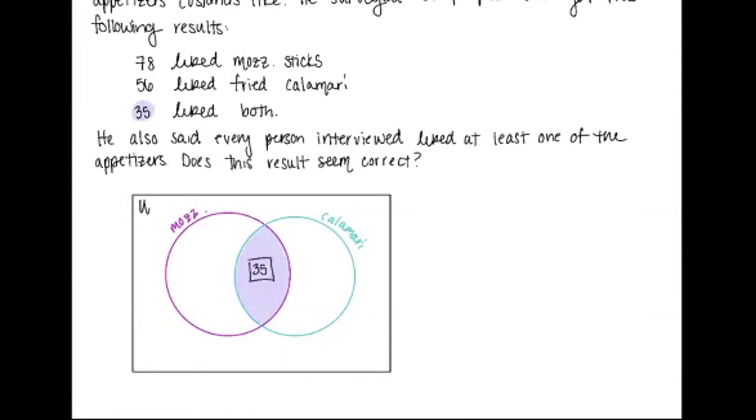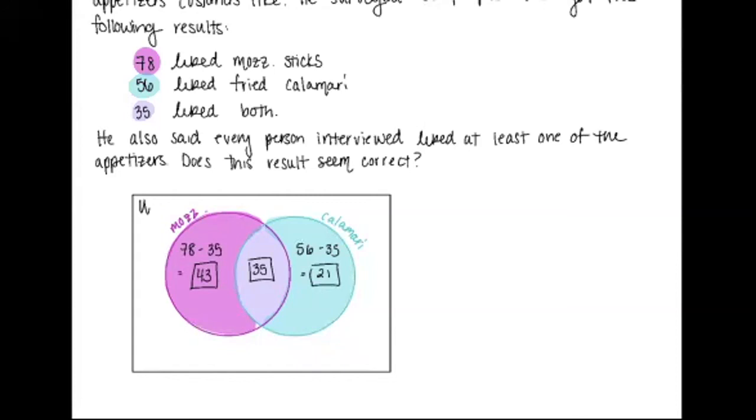When we look at just the mozzarella sticks, there are 78 people in the entire circle, and we've accounted for 35 of them. So from 78, we've got to get rid of the 35 accounted for. There are 43 people that like just mozzarella sticks. And then likewise, 56 like fried calamari. So this entire blue circle should contain 56 people, but 35 of them are in the middle. So there are 21 people that like just fried calamari.